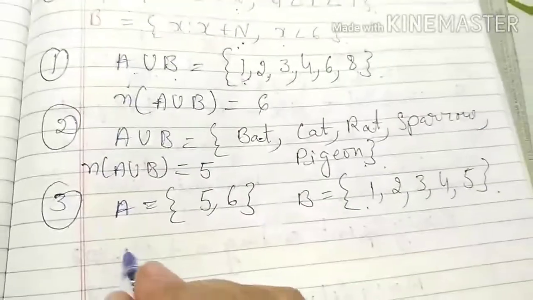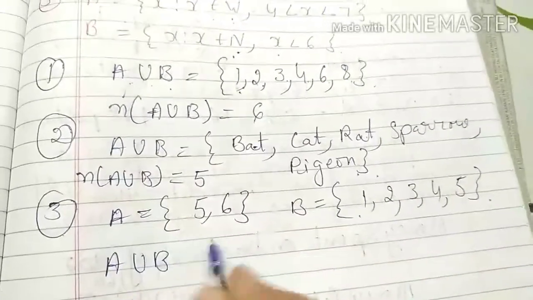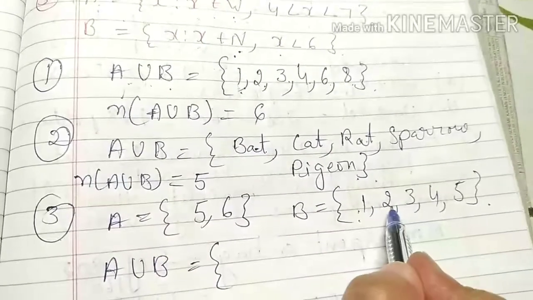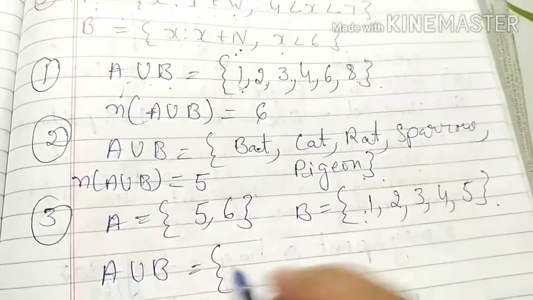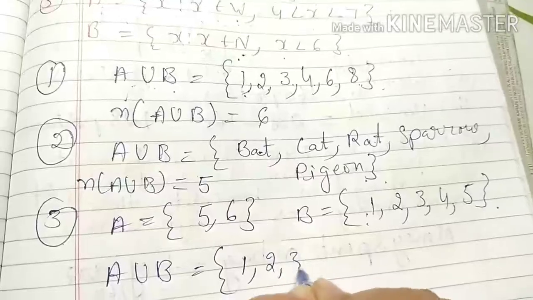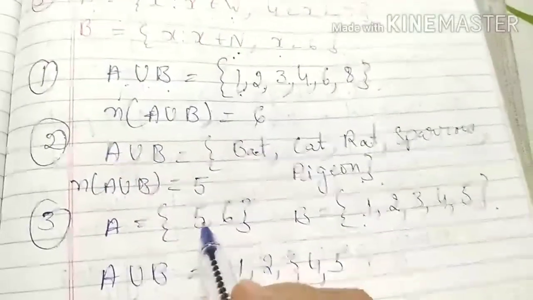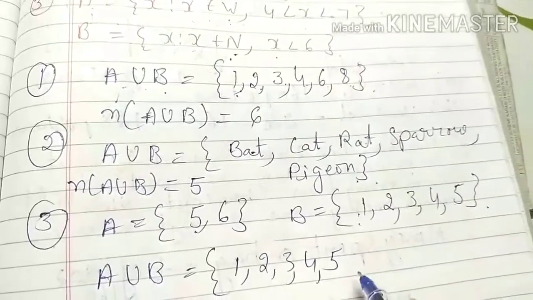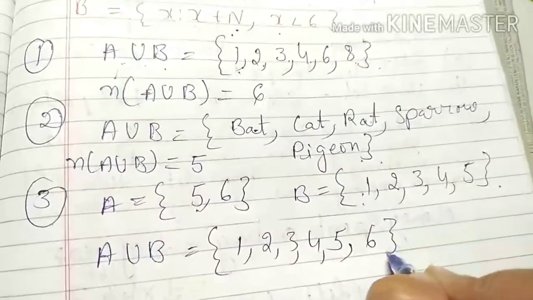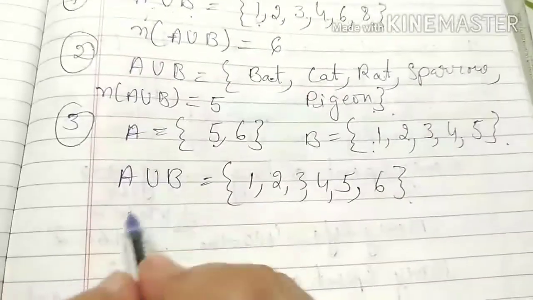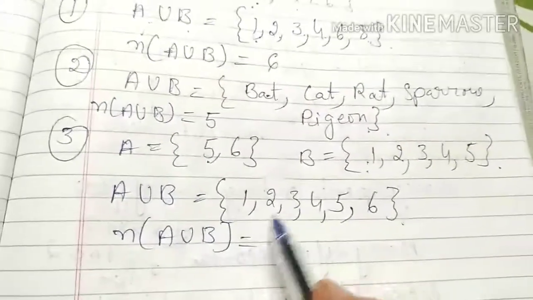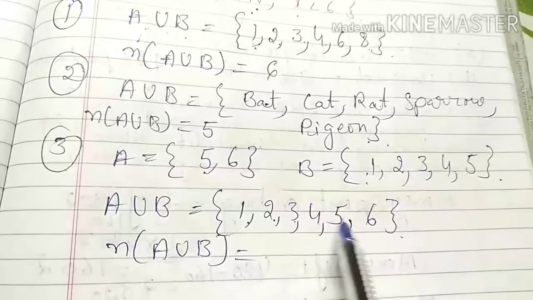After that, when you are going to write A union B, under this: 1, 2, 3, 4, 5. First you write all these elements. Now come to this. 5 is repeated, so we do not need to write it here. We move to the next element, 6. And if you write the cardinal number, how many elements are there? 1, 2, 3, 4, 5, 6. 6 elements will be there in this set.